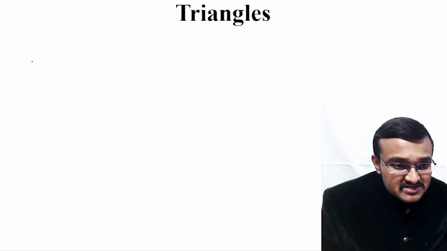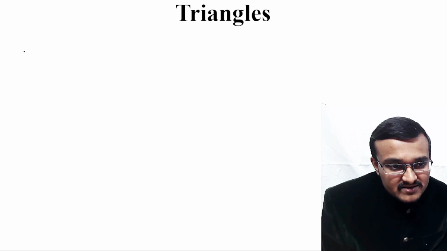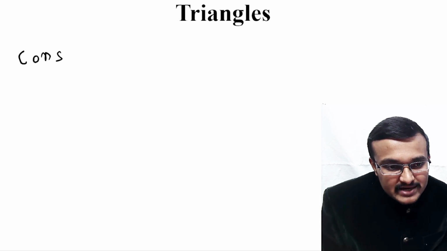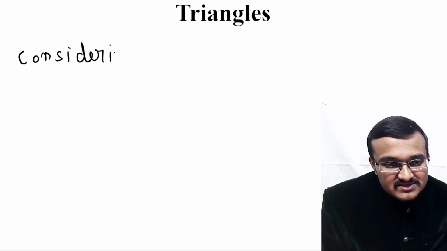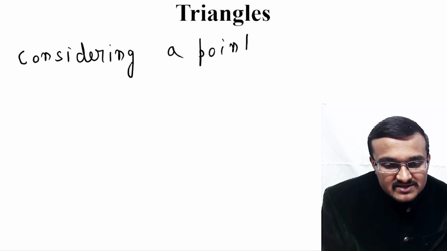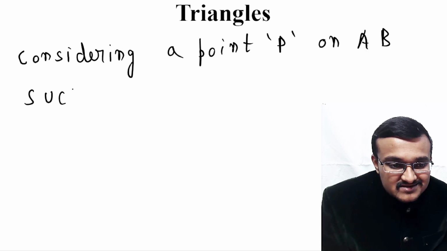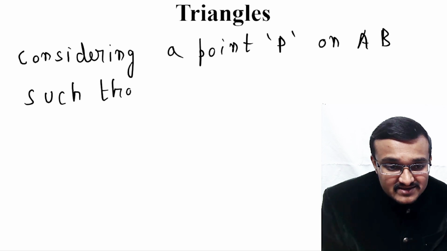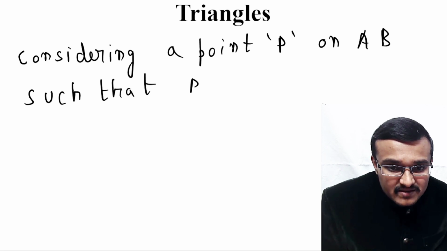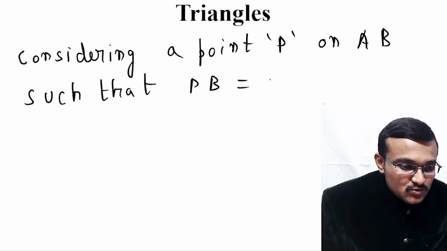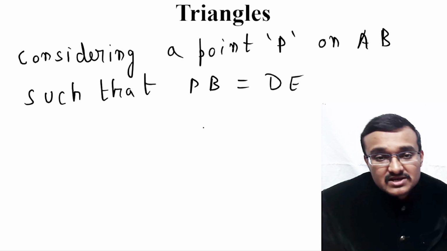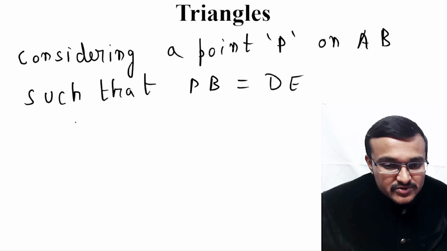So here I'll just write the statement considering point. So we are considering a point P on AB such that PB is equal to DE. So now we have PB is equal to DE.